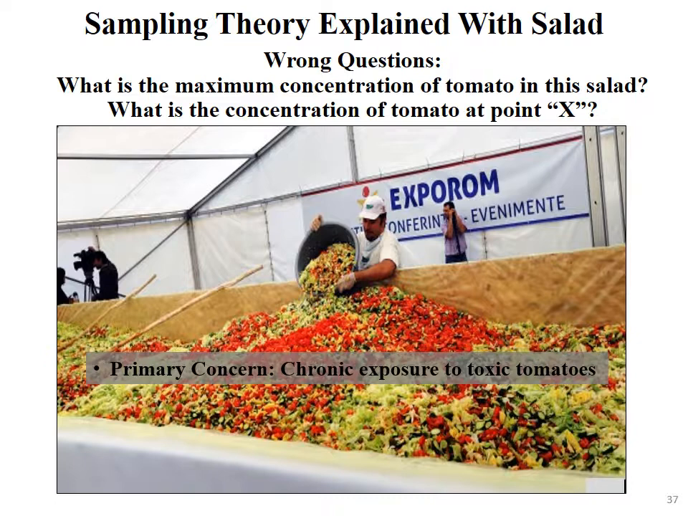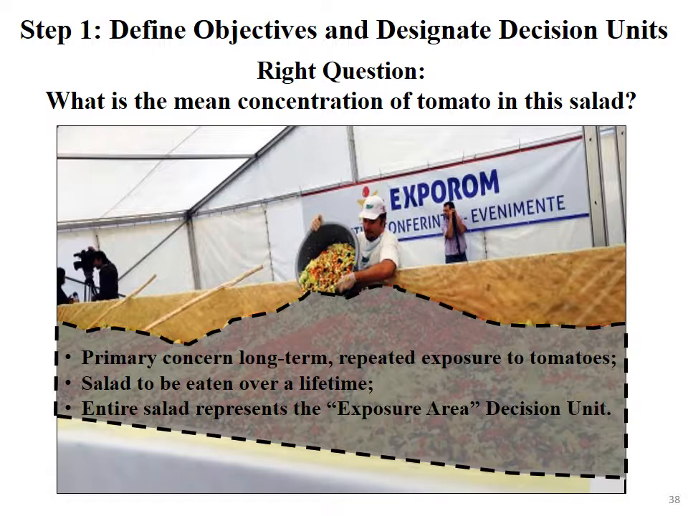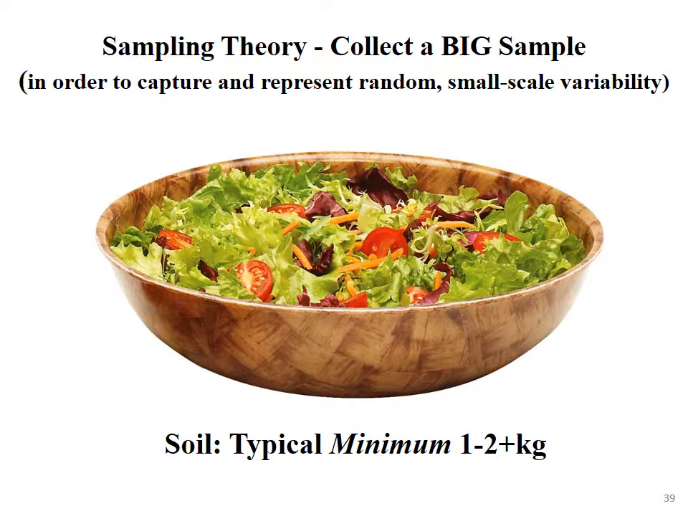The right question is, what is the true or the mean concentration of tomato in the salad? So the primary concern is long-term repeat exposure to tomatoes, salads to be eaten over a lifetime, just like the dirt in your backyard. So the entire salad represents an exposure area decision unit. So how do you collect a representative sample of this salad then?